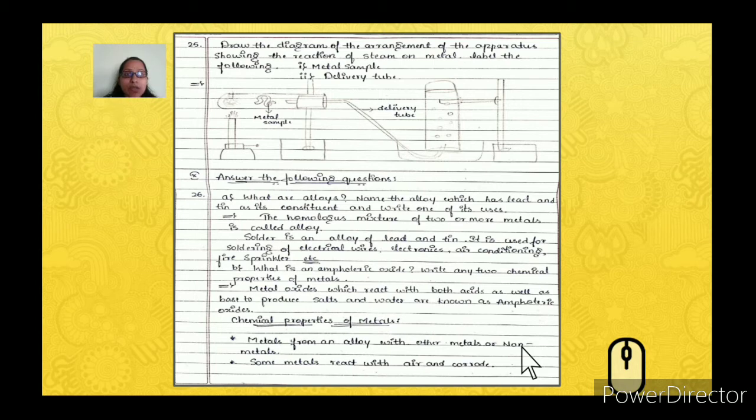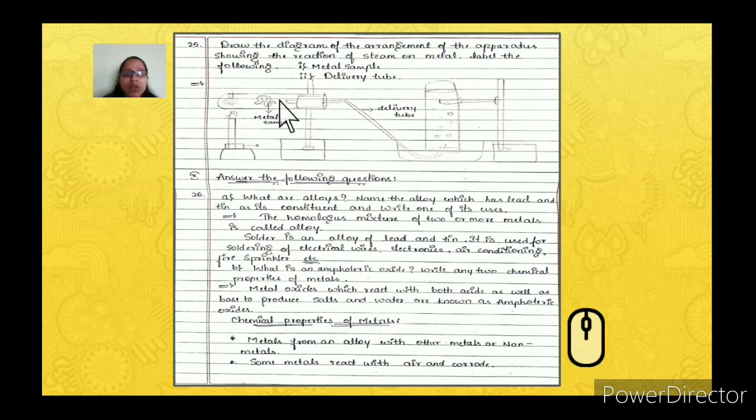So what happens when metal reacts with steam? That is what you need to show in the form of a diagram, and you need to label the following parts: metal sample and delivery tube. You have a test tube here. You have a metal sample here. It's cotton wool that has been here, and the cotton wool is made wet.